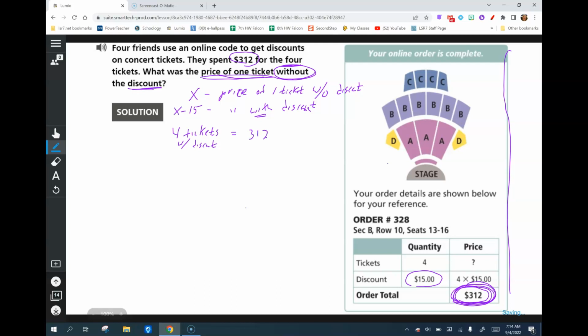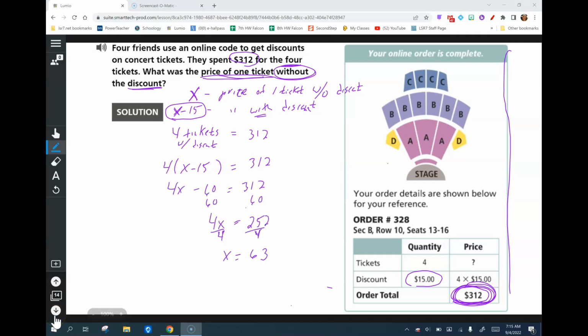So with the discount, we're going to take 4 tickets times with the discount, which is this X minus 15. So you're like, well, why did I have to write this down? Because you have to be able to symbolize what's really happening here. Okay? And so this is what our equation would look like. Let's go and solve that now, please.